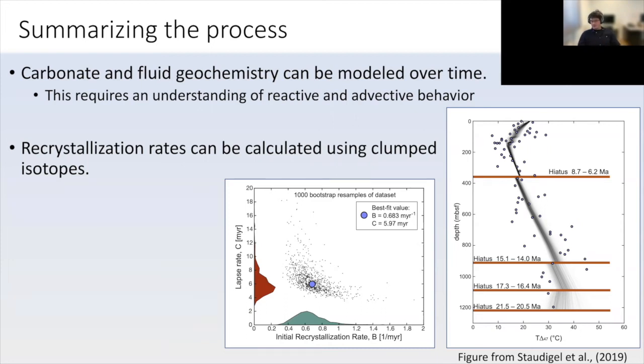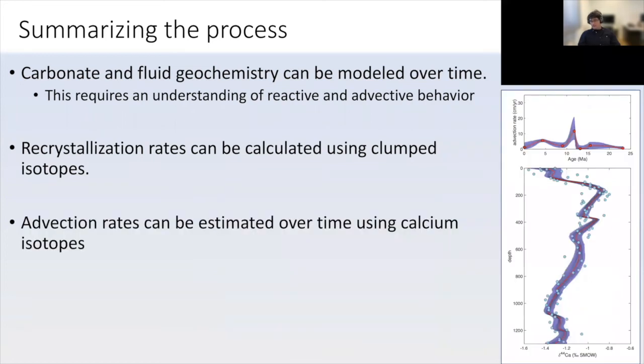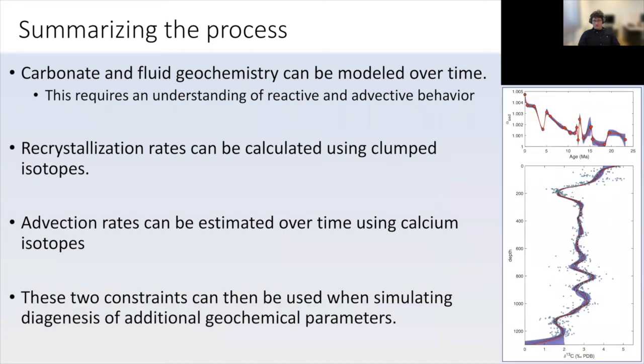And so based on that, we can form an equation which describes the system well. Then, using either calcium isotopes or something similar, you can constrain the advective term over time, and then you can feed those two terms into other systems and then describe it in the context of reaction, diffusion, and advective exchange.